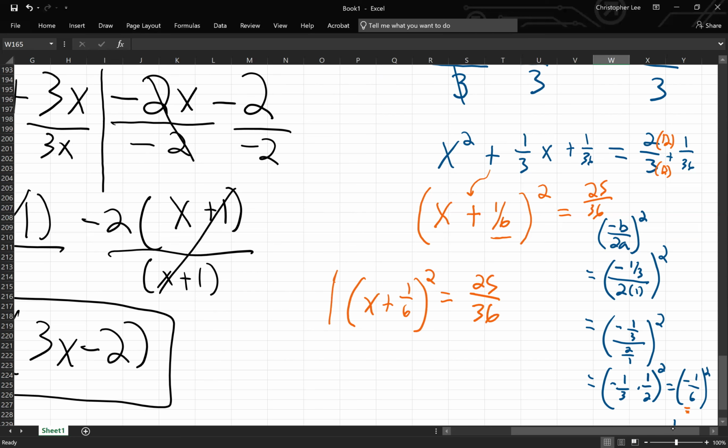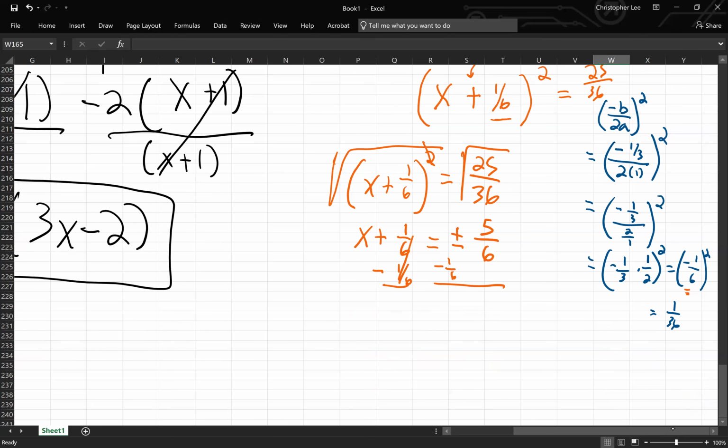After that, you want to square root both sides. What you do to one side, you do to the other. This is going to become what? x plus 1 over 6 is equal to plus or minus 5 over 6, right? Then you want to subtract the 1 over 6 from over here. What you do to one side, you have to do to the other, right? Boom. So now let's do the math on this. I have x is equal to negative 1 over 6 plus or minus 5 over 6.